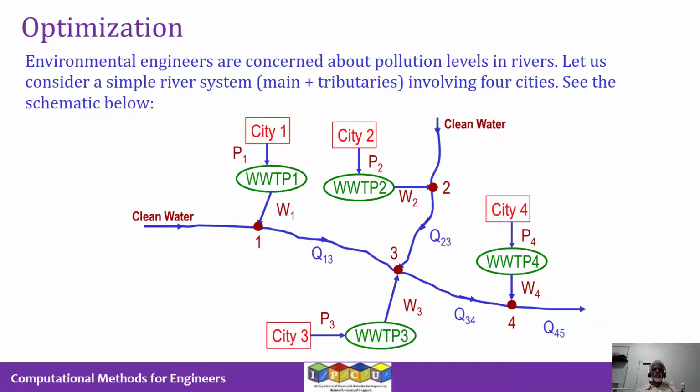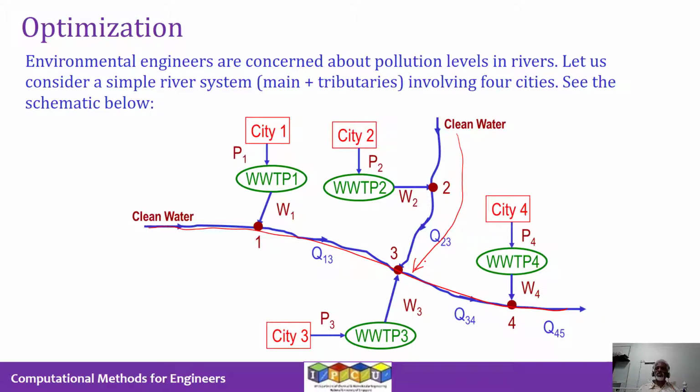Now, environmental engineers are concerned about pollution levels in rivers and other water bodies. So what we will do here is consider a very simple river system which has a main flow like this, and then to this main flow you have other tributaries joining. This you can say is one of the tributaries, and also we have many cities. 4 cities are shown here.